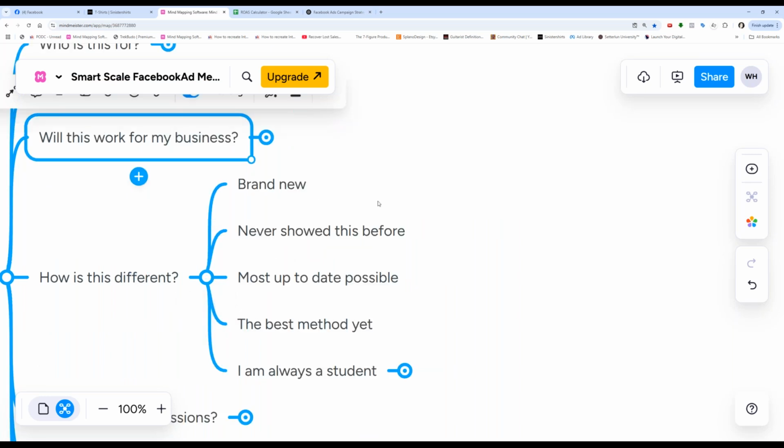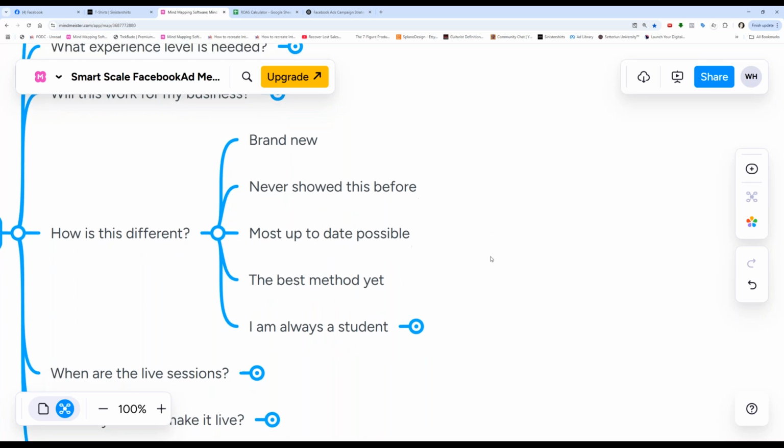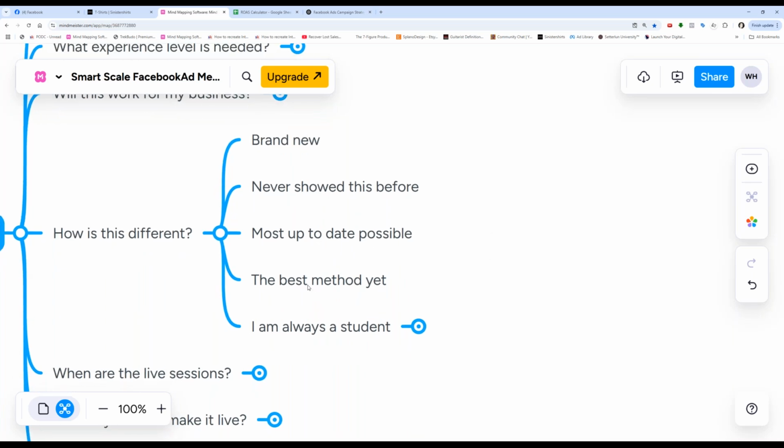How is this different? Okay, so it's brand new. I've never showed this before. It's the most up-to-date possible, and it's the best method yet. I know I say that with every method I put out there, but I really feel like this one is it. This is one that I'll be using for years. Unless AI gets so involved that I'm like, hey, ChatGPT, run a Facebook ad campaign for me, and it goes and does it. But we're not at that stage yet.